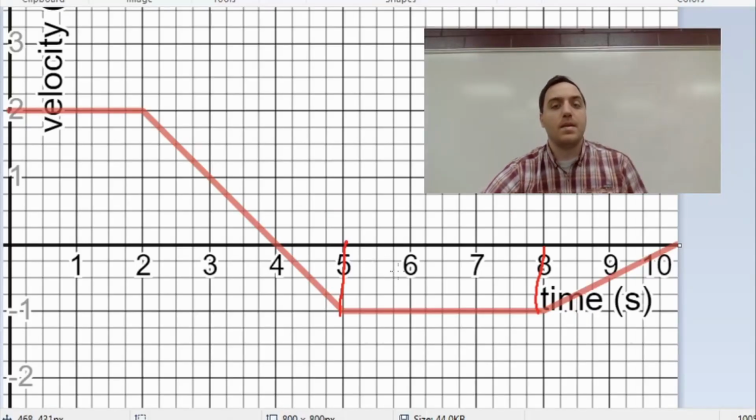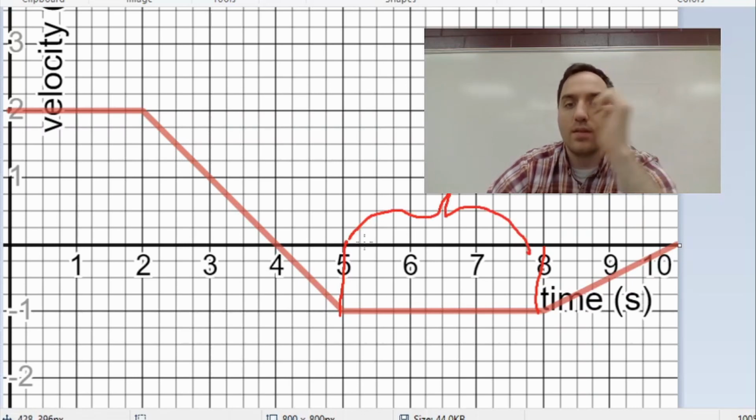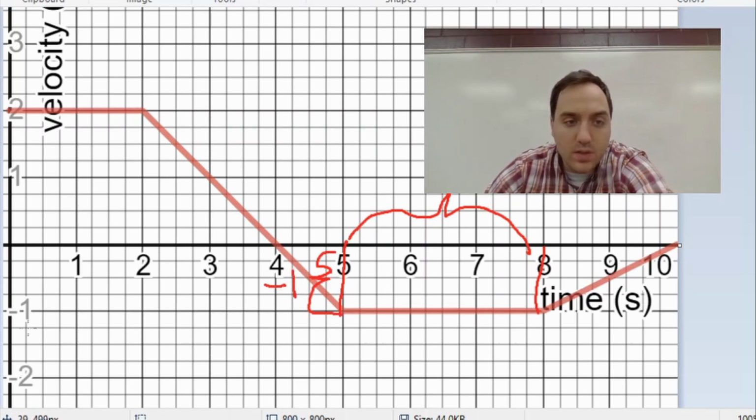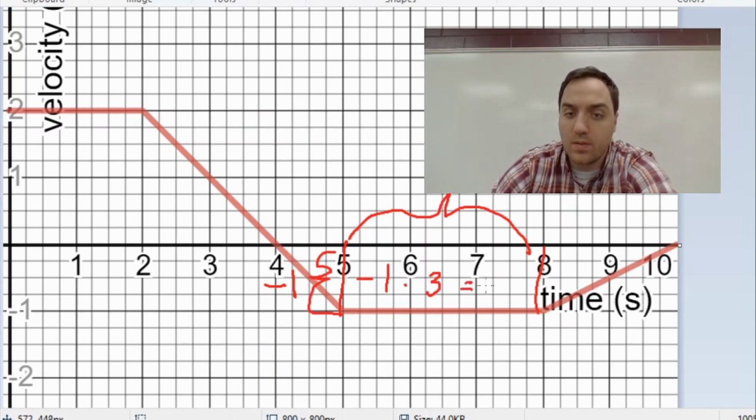Now, if you did this carefully, you would have said, well, this is 3 wide. And you would have said, this is -1 deep. How do I get -1? Well, it's -1 over here. Please remember to keep your signs. -1 times 3 equals -3 meters.